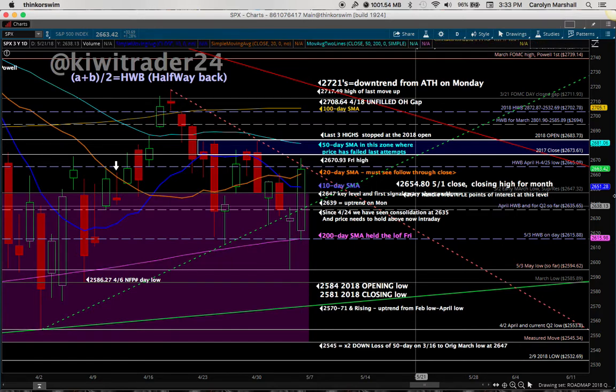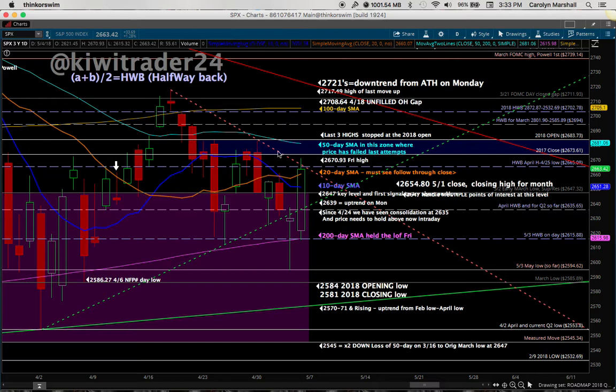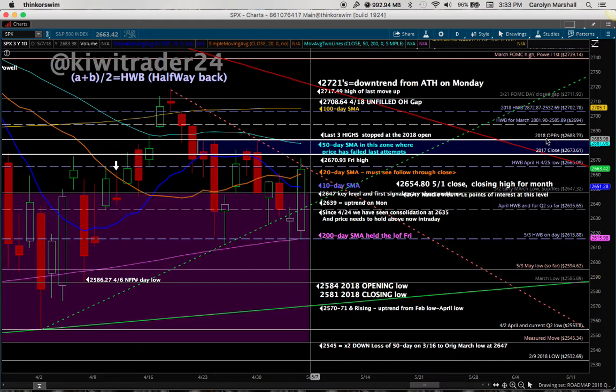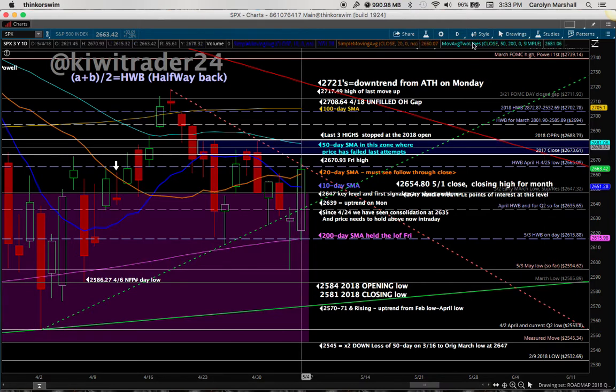So what really needs to happen now is that we've got to take out this 50-day simple moving average, and we've got to advance past this little band of resistance that represents the 2017 close and the 2018 open. The 2017 close was 2673. The 2018 open was 2683. So we've got to get through this band on a closing basis. That would also be taking out the 50-day simple moving average on a closing basis. And then starts the 80 handle rule.